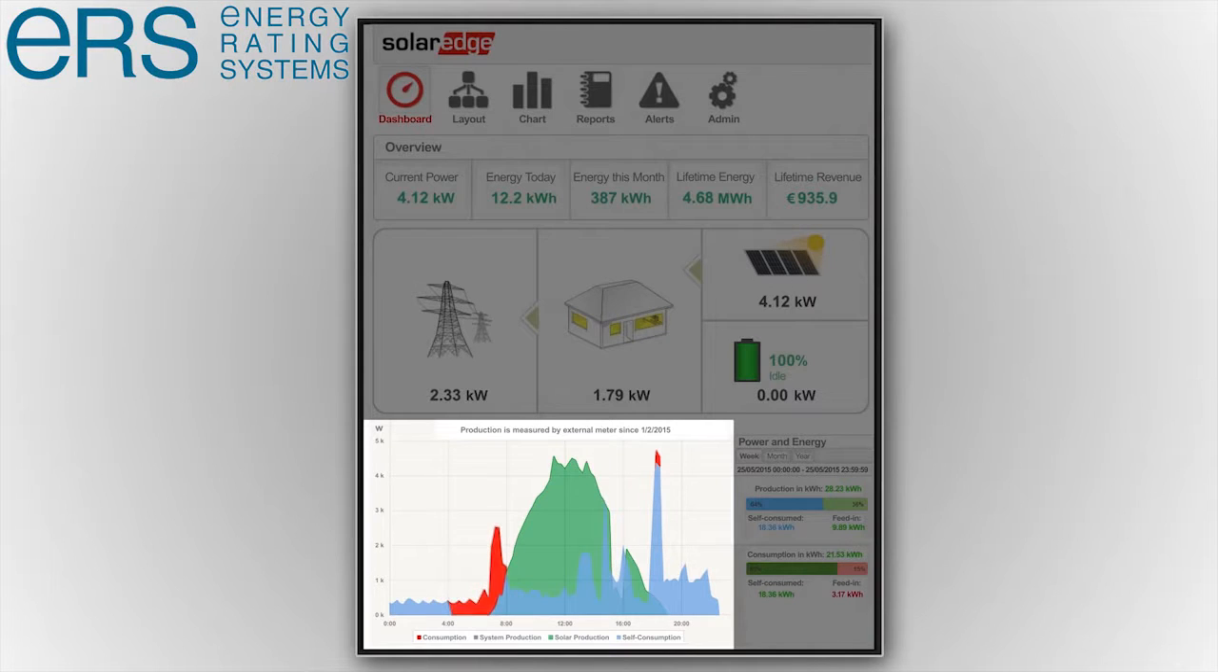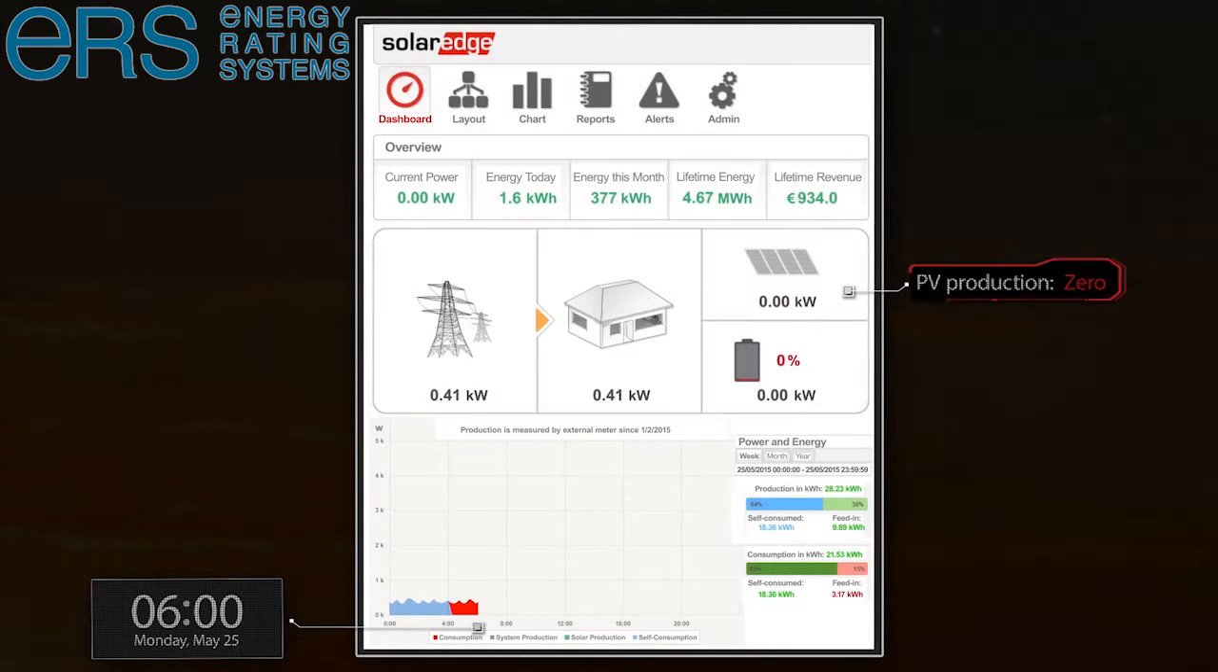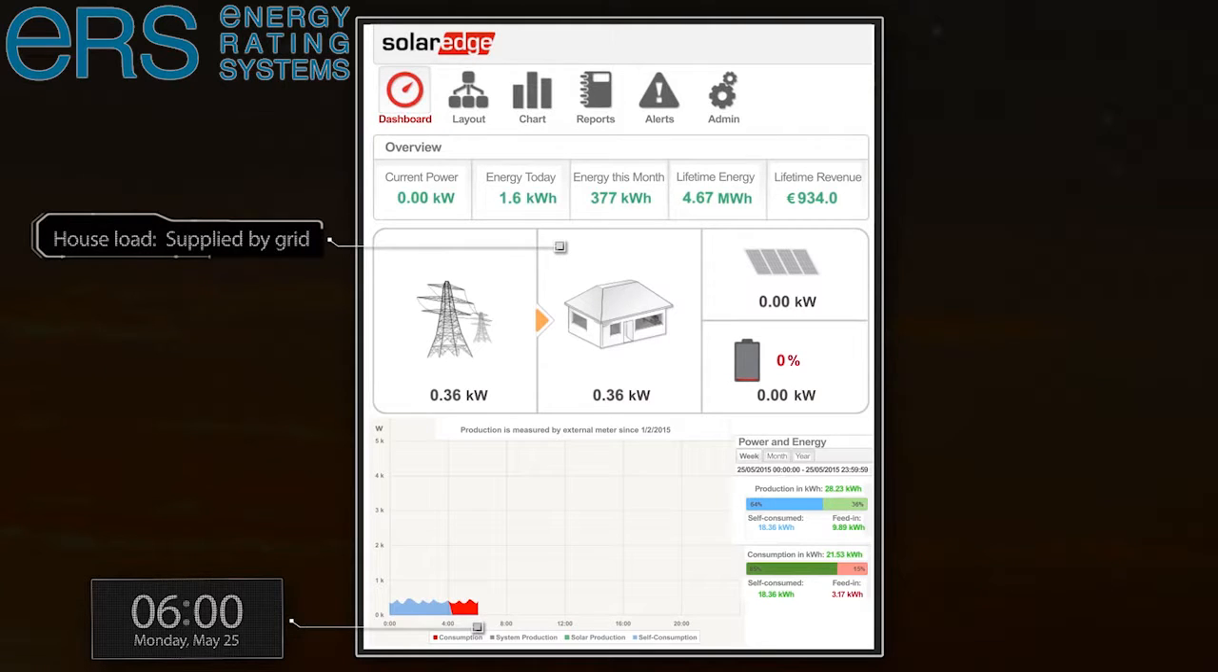The red curve represents the consumption. The PV production curve is green, and blue represents self-consumption. At 6 AM, PV production is 0. The battery is drained after powering the house overnight, and the house load is currently supplied by the grid.